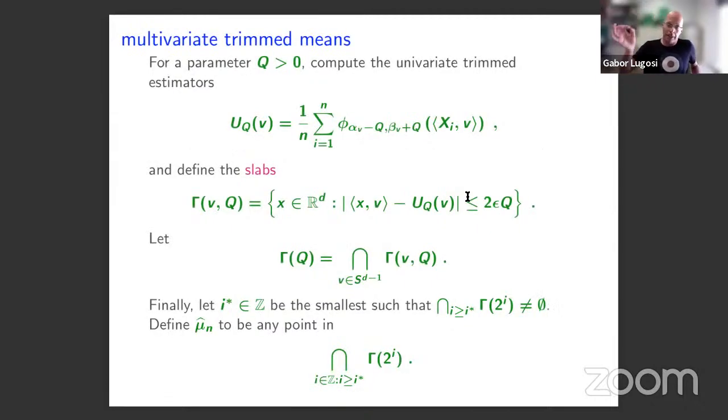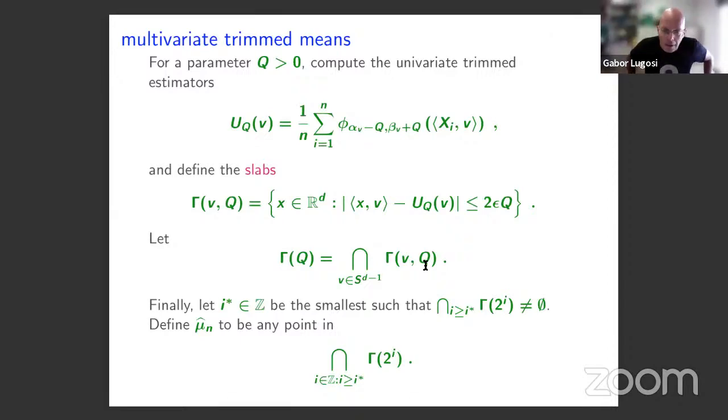Now in each direction, we have an estimator, a trimmed mean estimator. This is exactly the same estimator that I defined in one dimension. And now in each direction, we take a slab, since we know that the true mean should be in the slab. The width of the slab is a parameter. This estimator has this parameter Q, where we also slightly enlarge the interval around these empirical quantiles by this amount, and the width of this slab is also proportional to this parameter Q. For a given value of Q, we do this in all possible directions, for all vectors in the unit sphere. We take the one-dimensional estimator, take the slab around it, and then take the intersection of all these.